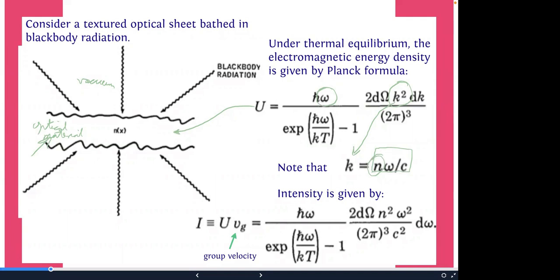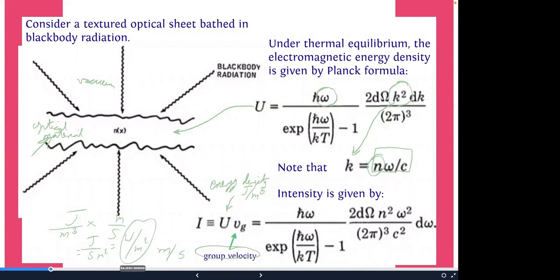And intensity is given by something called the energy density multiplied by the group velocity. And you can work out the units. Energy density is joules per meter cubed. Group velocity is essentially meters per second. The radians and so on, we can ignore. If you multiply it, you'll get watts per second. Oh, sorry, watts per meter squared, right? Joules per meter cubed multiplied by meters per second is joules per second meter squared, which is watts per meter squared, which is nothing other than intensity.